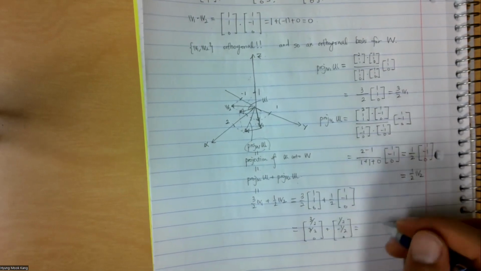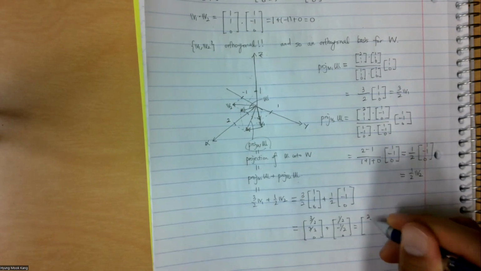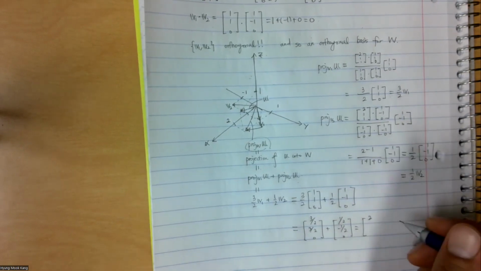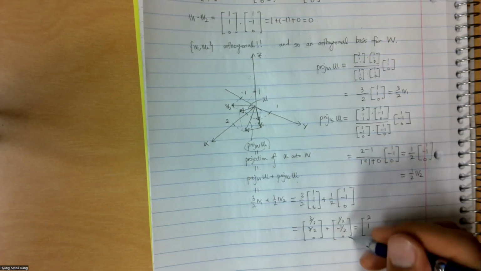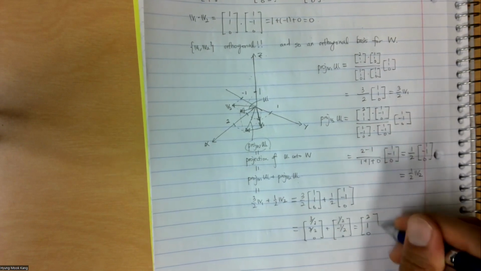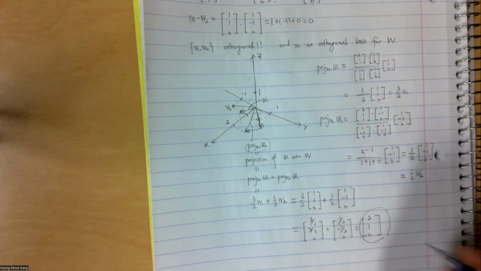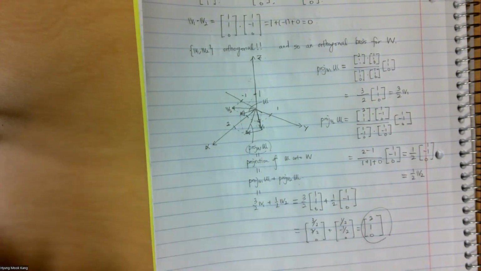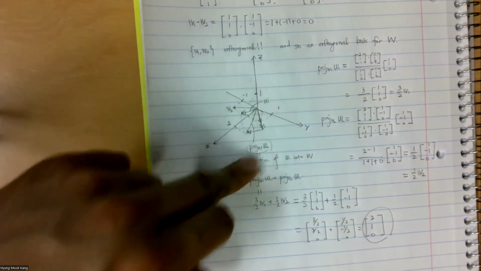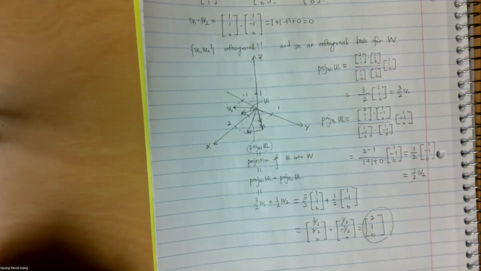So 3 over 2 plus 1 over 2, 4 over 2, is 2. 3 over 2 plus negative 1 over 2 is 3 minus 1 over 2, 2 over 2, is 1. And 0 just cancels out. So this is our vector when we project u onto this subspace.